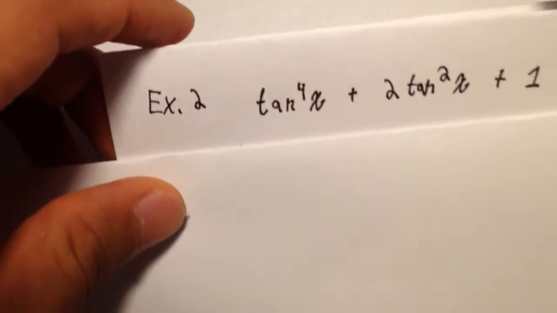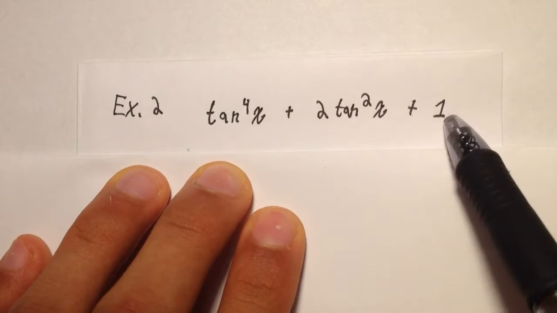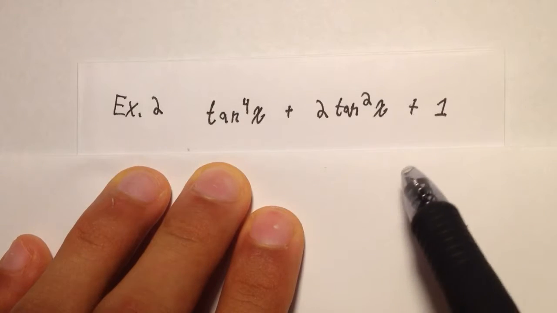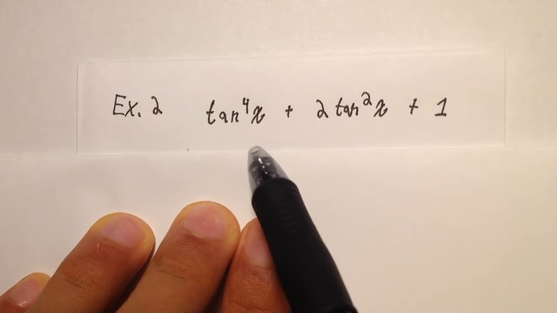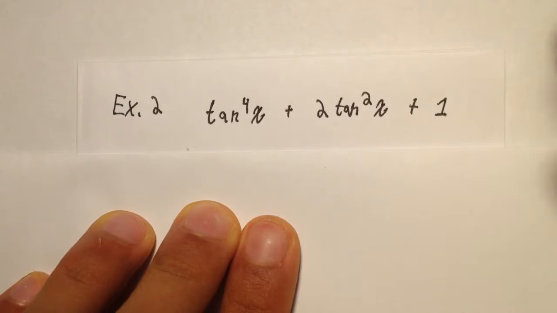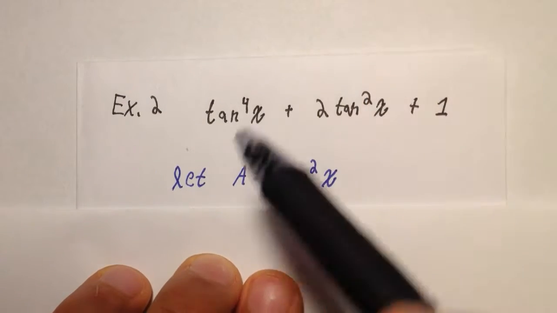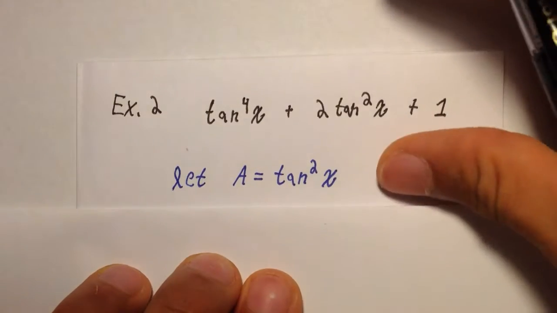Next example here. A little bit more complicated, but still doable. We have an expression. They don't all have something in common. This one doesn't have a tangent, whatever. But I do see that it's decreasing in power, right? And that's very characteristic of a quadratic equation. So I'm just going to say let a equal tangent squared. And you'll see where I'm going with this in a second, right?